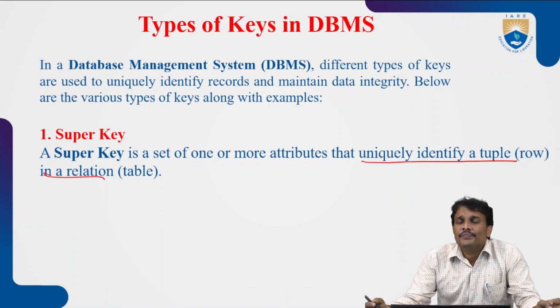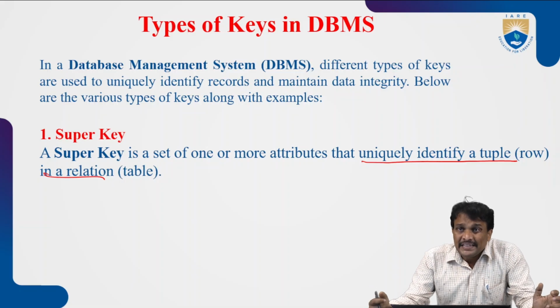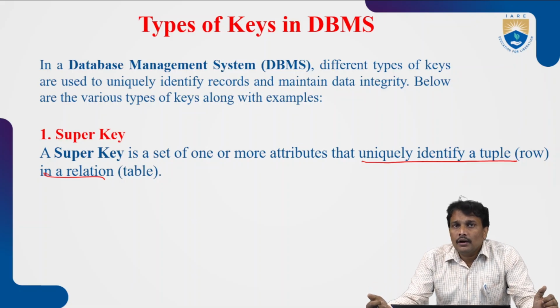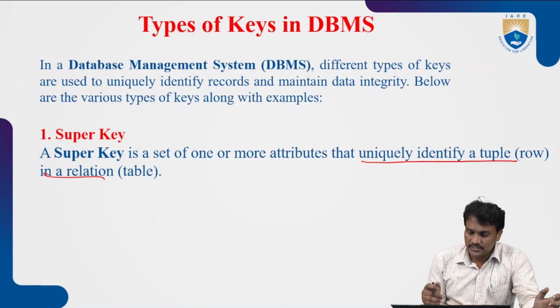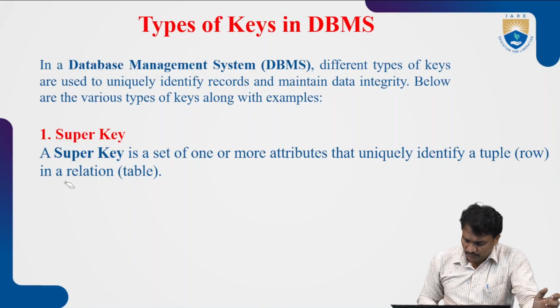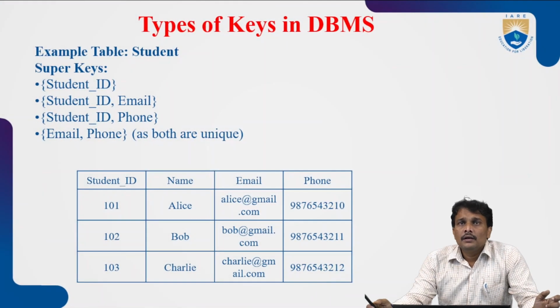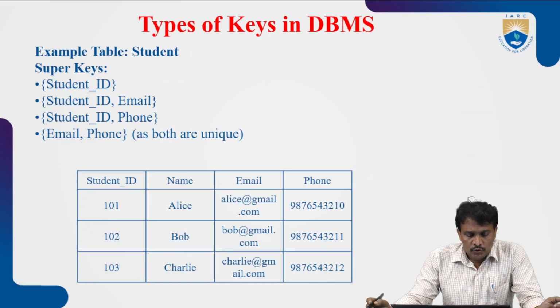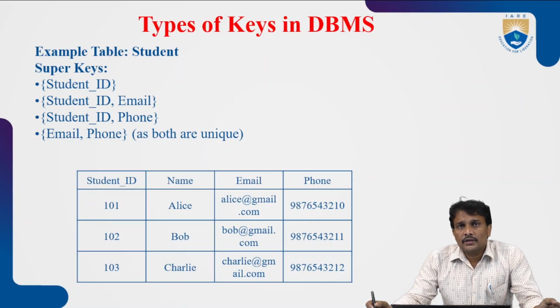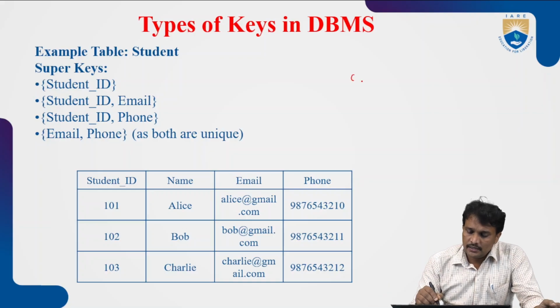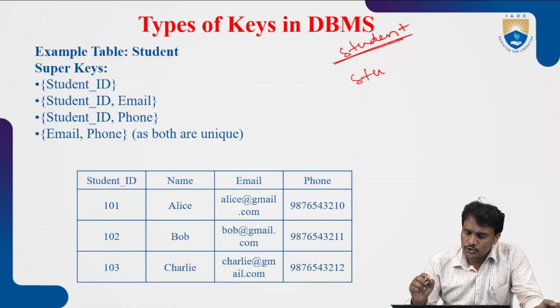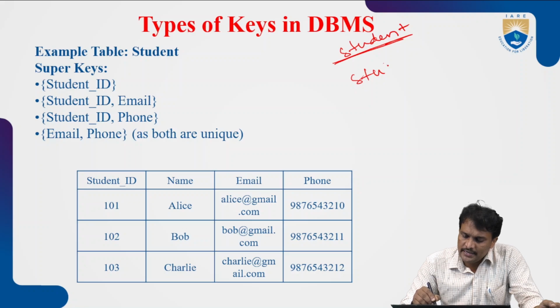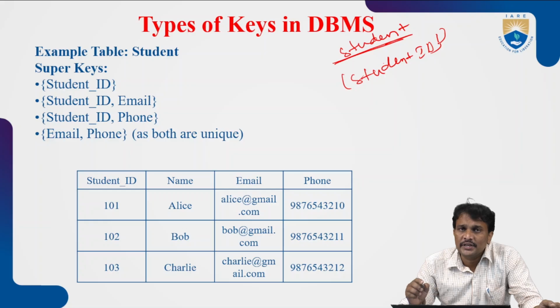A super key is a set of one or more attributes that uniquely identify a tuple in a relation. So this is about the super key. Coming to the examples, Student ID is an attribute in the student table. This relation is a student relation in which student ID is one of the attributes. This is the primary super key.